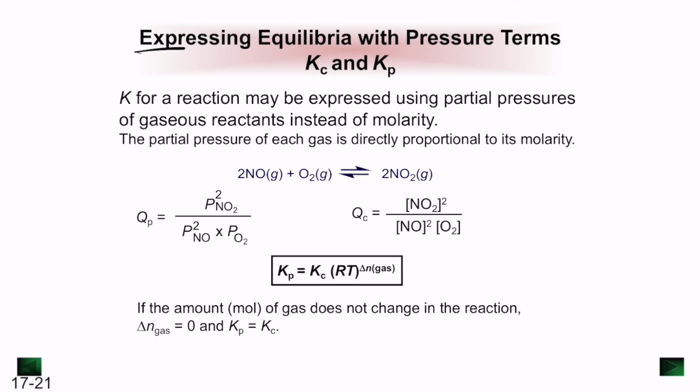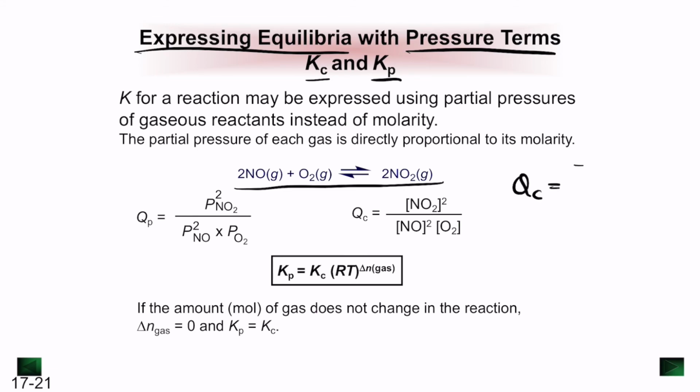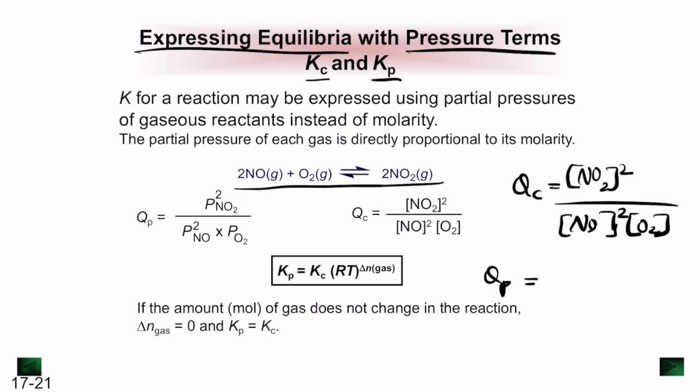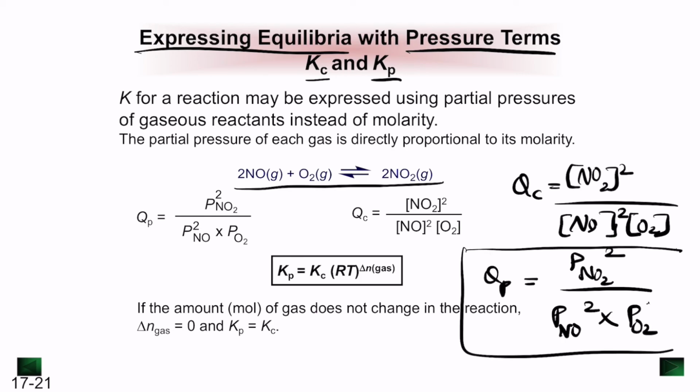Next, let's go to expressing the equilibrium with pressure terms. We used until now the concentration terms, and we can also use the same terms in terms of pressure. For example, in this reaction right here, QC would be written as NO2 square over NO square times O2. But when we write QP, the same thing happens, but rather than writing the concentration term, we write the pressure term. So we write the pressure of NO2 square over the pressure of NO square times the pressure of O2. So this becomes the QP term.